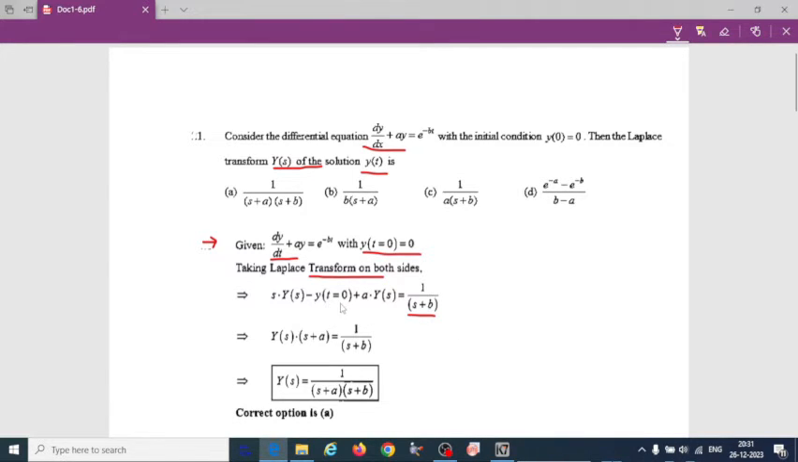Okay. After that, what we have to do here? This y of t as a function of 0 is equal to what? 0. So this term will become 0. Then what is left here? S dot y of s and a dot y of s. So if we take y of s common, s plus a is equal to 1 divided by s plus b. So y, capital Y as a function of s is equal to what? S plus a into s plus b. So option A is correct here.